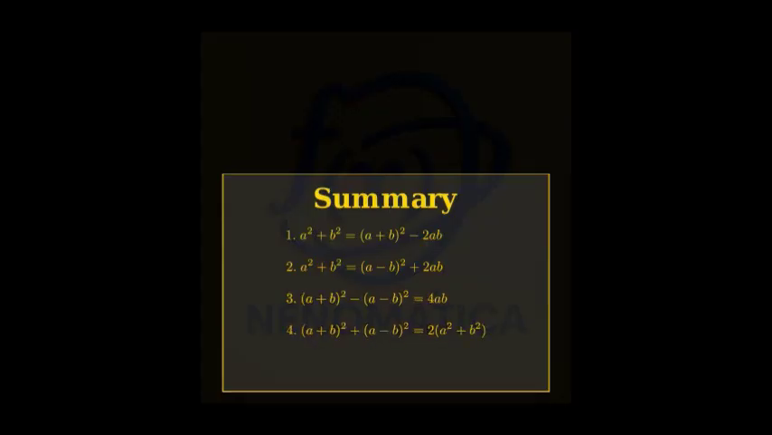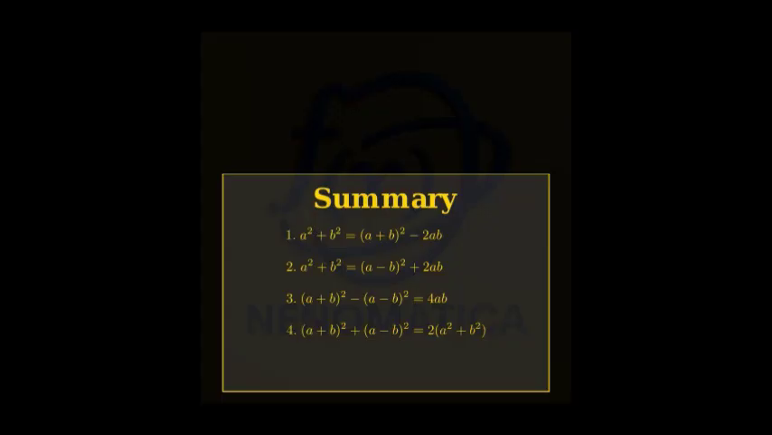Let's summarize the 4 identities we've covered today. First, the sum of squares a squared plus b squared equals the square of their sum minus twice their product, or a plus b squared minus 2ab. Second, the sum of squares also equals the square of their difference plus twice their product, or a minus b squared plus 2ab. Third, the difference of squares a plus b squared minus a minus b squared equals 4ab.